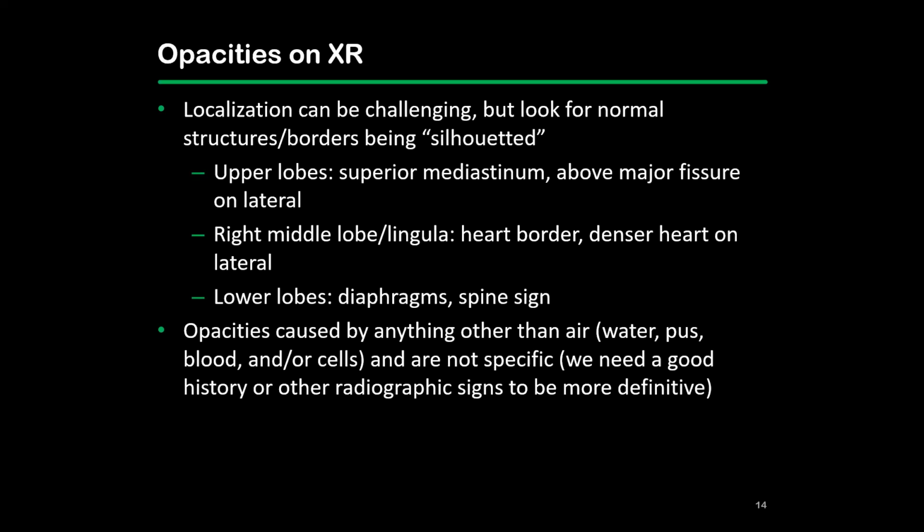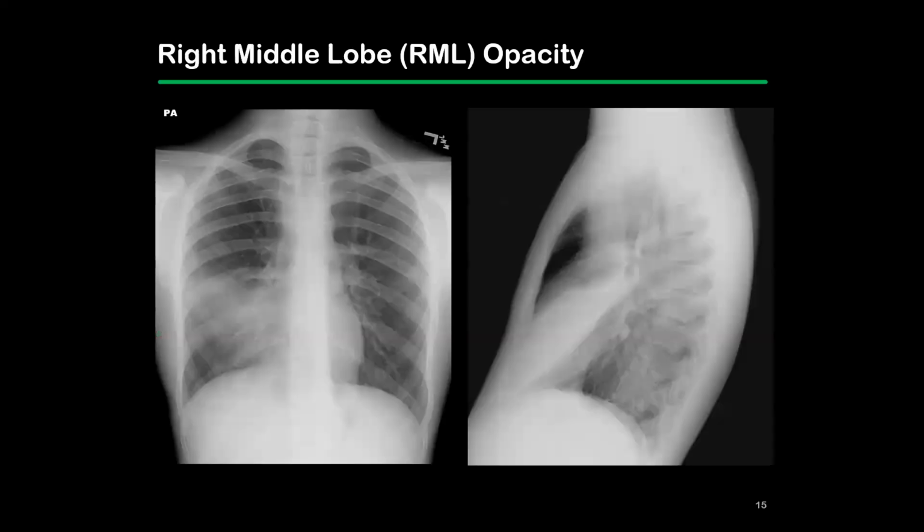Opacities on x-ray are just anything in the lung that's other than air. It can be water, pus, blood or cells, and they're really not specific by themselves. So we really need a good history or other radiographic signs that help us be more definitive in what these opacities are. So this is that same kid that had the opacity that we noted.